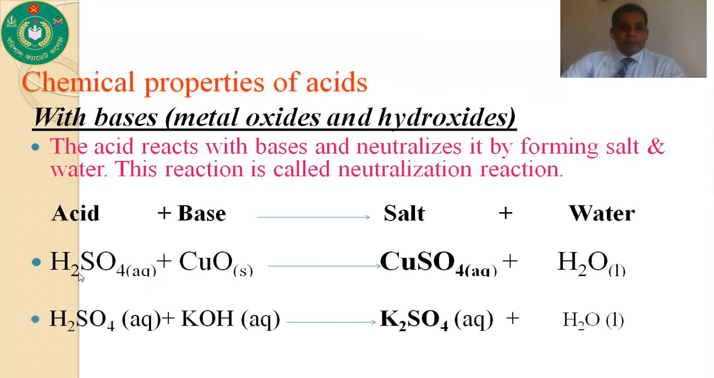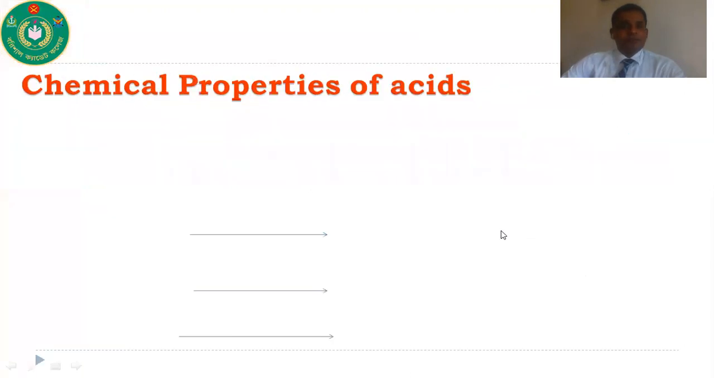So here is an example. When sulfuric acid reacts with copper oxide, this is a base, it forms salt, copper sulfate, and water molecule. Another example, when sulfuric acid reacts with potassium hydroxide, we get potassium sulfate and water molecule. So we can say that when acid reacts with a base, it forms salt and water. And this is known as a neutralization reaction. When acid and base react with each other and form salt and water, this reaction is called a neutralization reaction.